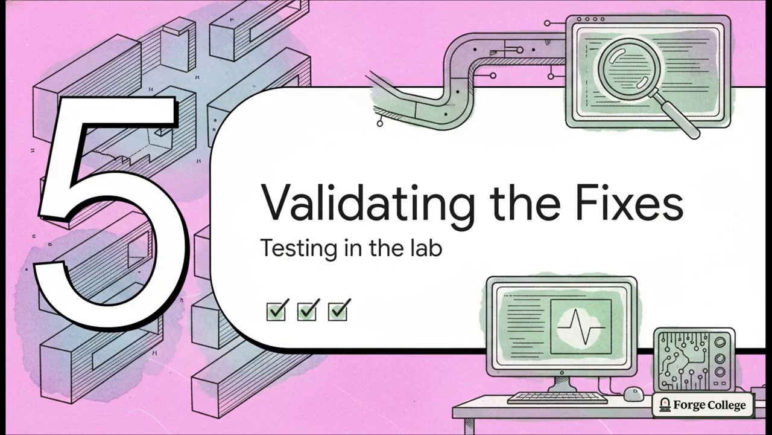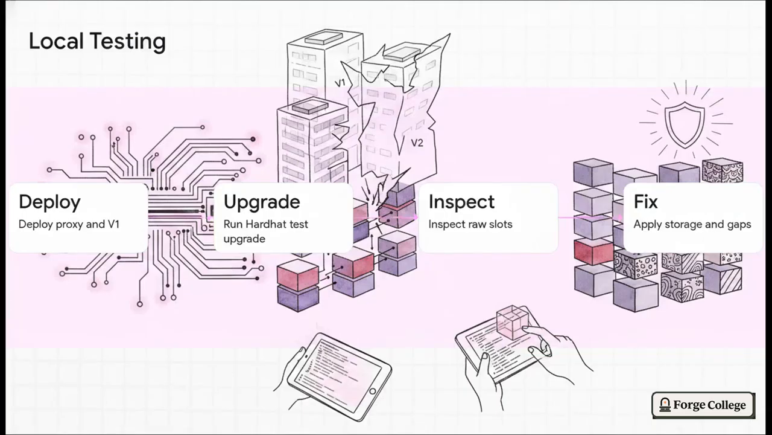Section 5. Validating the fixes. It's time to test this in the lab. Now, it's one thing to understand the abstract theory of unstructured storage and empty gaps, but it is a whole other beast to actually prove it works. We need to transition from theory to the local debugging lab. Here's the exact testing sequence you should follow.